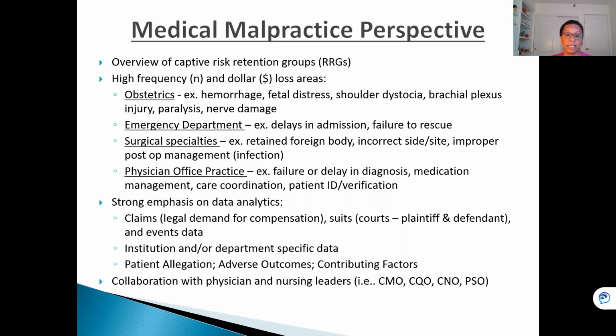Delays in admission in the ED, failure to rescue. Someone literally had a heart attack while waiting to be seen after 6 hours in the ED. People come after you for that. That's not what should be. These are all preventable issues.